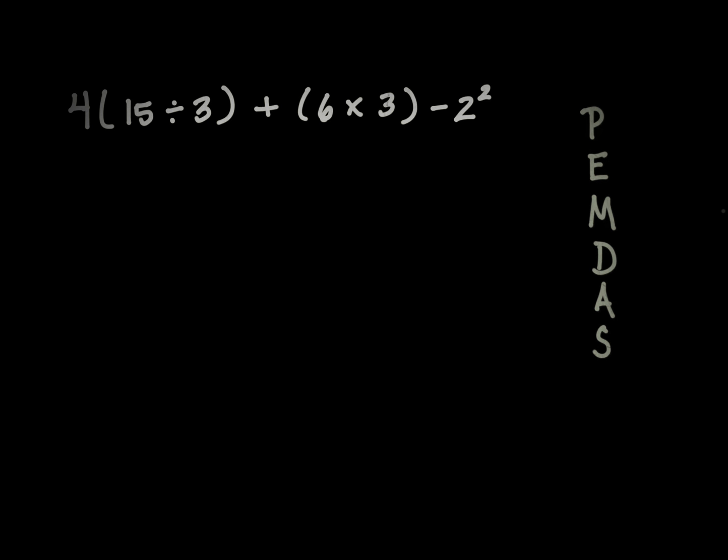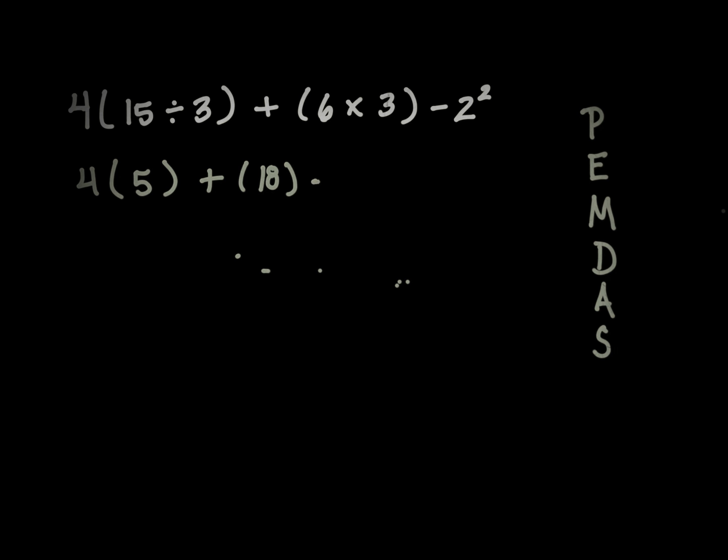Okay, so first thing we want to look at is the parentheses here. We have division going on and we have multiplication going on. So I'm just going to move from left to right. Let's leave the 4 alone for now. 15 divided by 3 is 5. And then you have 6 times 3. That's 18.